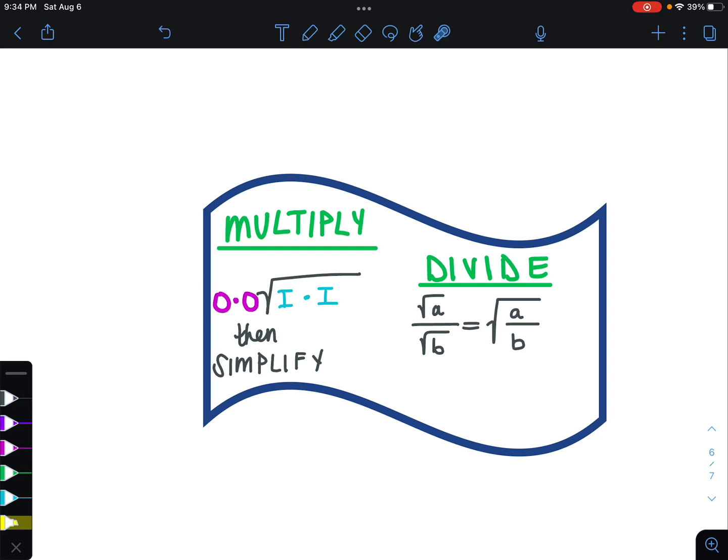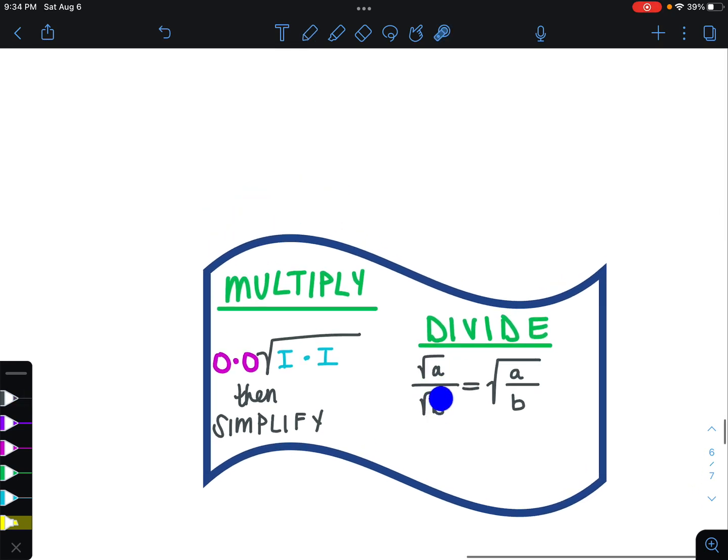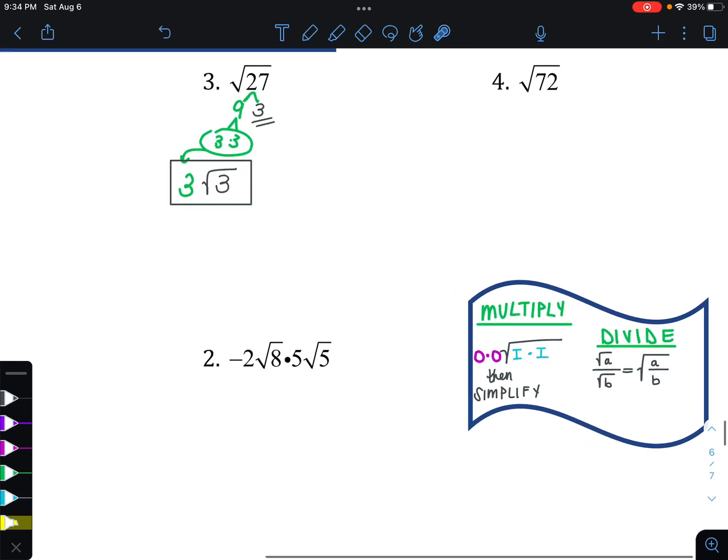So notice we can keep our radicals separate in the numerator and the denominator, or sometimes it's easier to write these two numbers under the same radical and simplify that way. So depending on the problem, one form might be easier than the other. So let's take a look.